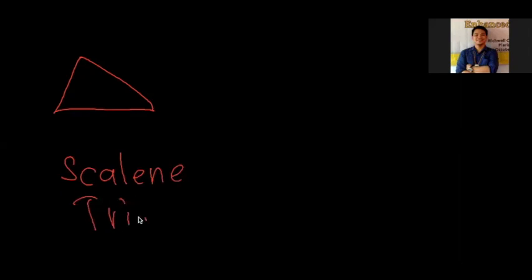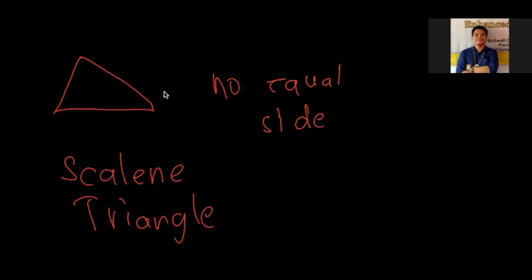The third, if there are no equal sides, it means that it is called a scalene triangle. Okay, a scalene triangle has no equal sides. So meaning when we try to put marks on the sides, we will have one tick here, two here, and three on the third side, which means there are no equal sides in this triangle. And it is now called a scalene triangle.